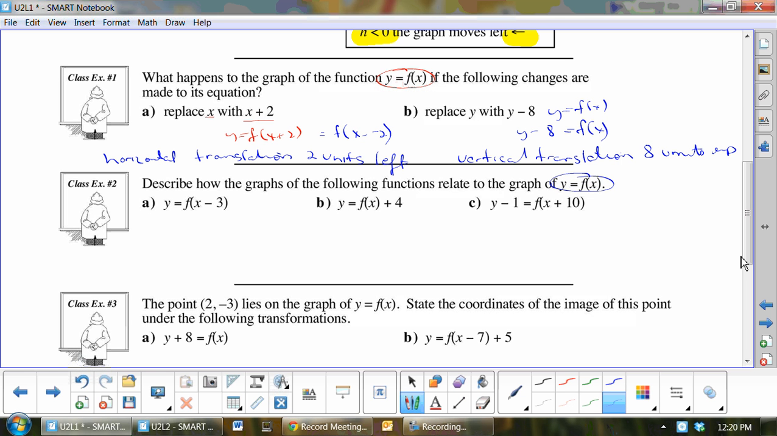So who am I going to start with? Whose lucky day is it today? Why don't I start with Victoria? What got replaced? So x got replaced with x minus 3. Okay, and what is that? No. How many units? Good.